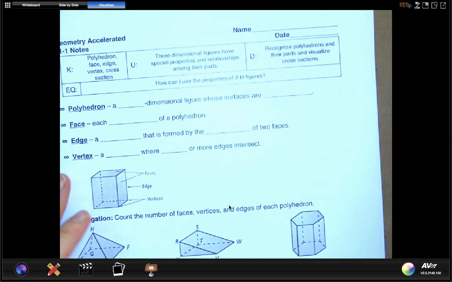All right, so we are going to look at sections 11.1 and 11.2. So for 11.1, we're going to start here with some definitions.